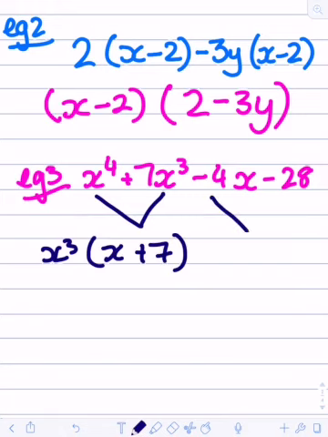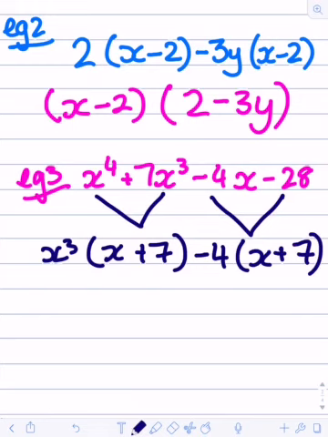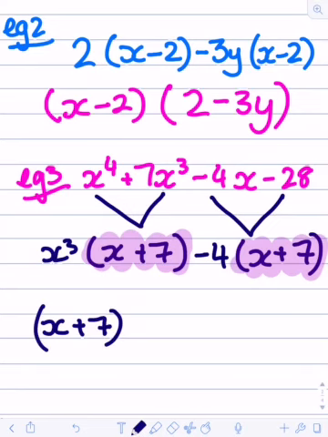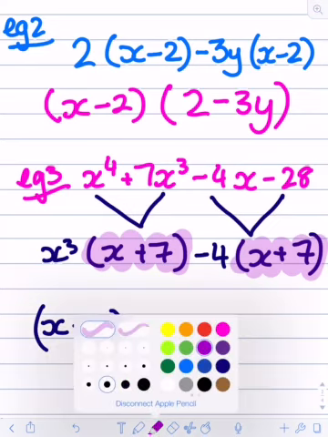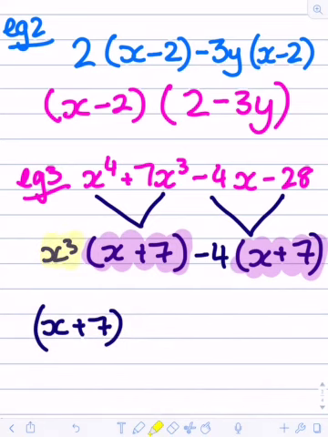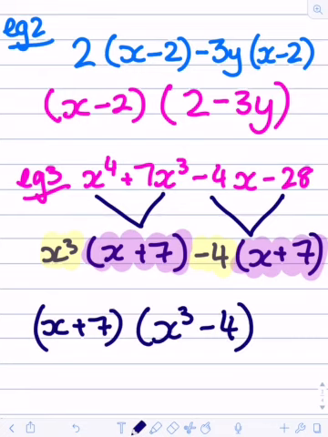And when we do the next two sets, negative 4 is the highest common factor there. And I need x plus 7. So now that I've factored both of them, let's have a look at this again. Okay, I have x plus 7 and x plus 7. So when they're the same, I write them once as a HCF. And then I grab the other values, x cubed and minus 4, and put them in the second set of brackets. x cubed minus 4. So that's as simple as it is.